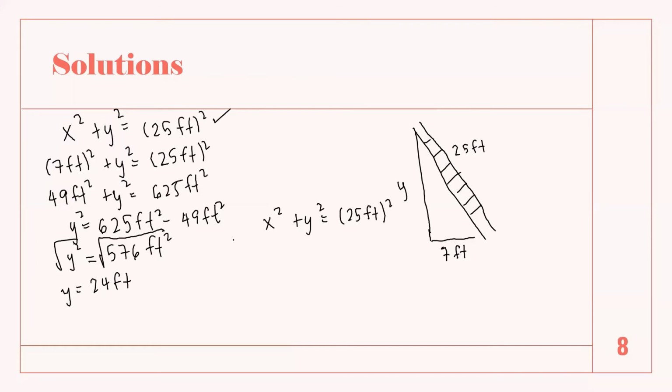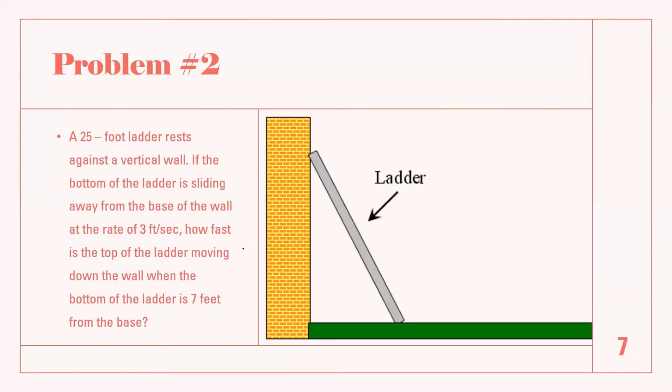Okay, so what we are going to do is state also the given. So now we have x and y. Then here, if the bottom of the ladder is sliding away from the base of the wall at the rate of 3 feet per second, so this is our x, and this is our y. So it means to say, our dx over dt is 3 feet per second.